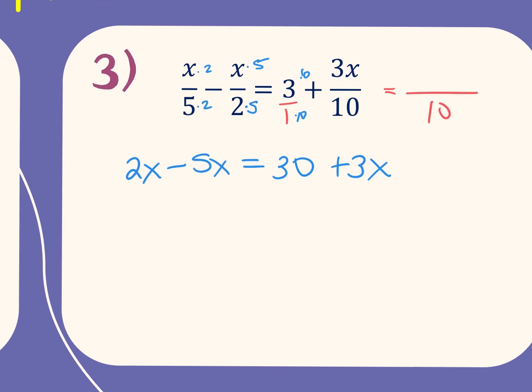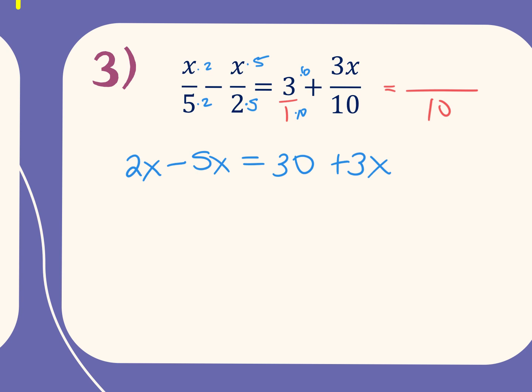So now we combine like terms. What's 2x minus 5x? Negative 3x equals 30 plus 3x. At this point, guys, don't go, oh, the x's cancel out. This is no solution. Is that the case? No. Don't try to skip steps. Move your x's to one side.